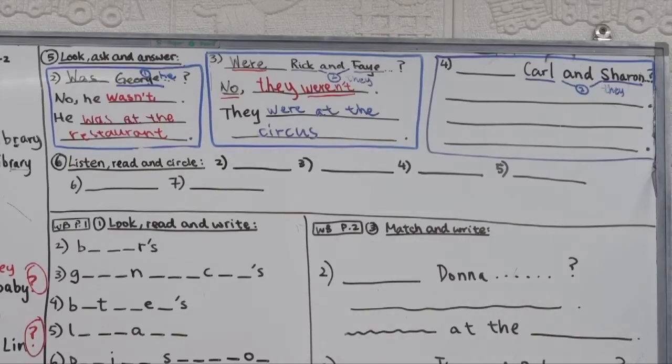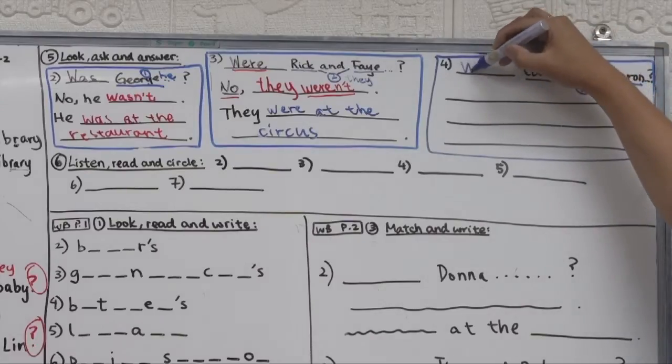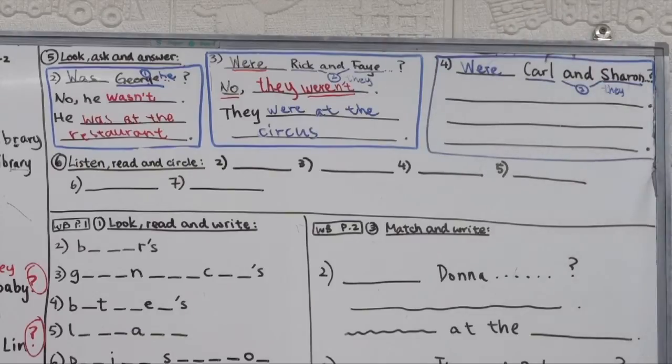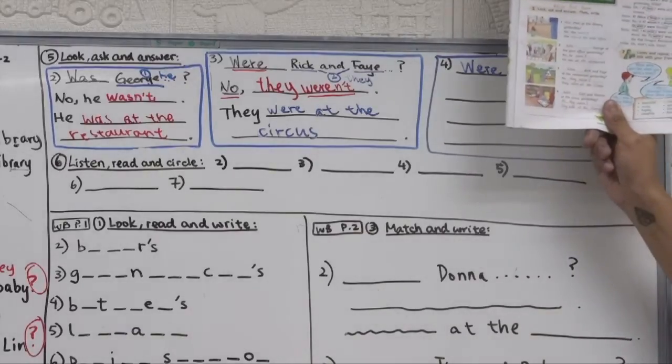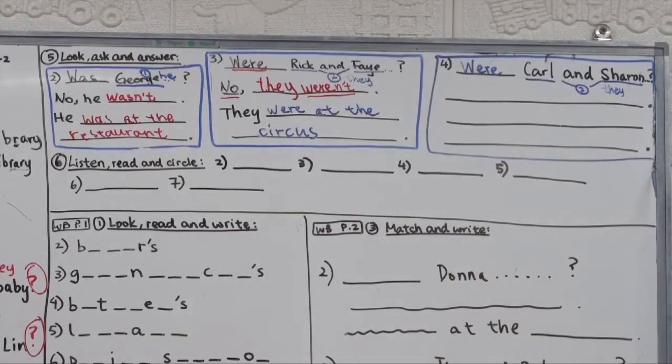Okay, so your time is up. So now let's check our answers together. So for question number 4, Carl and Sharon, again, it's they. So what should we write down for they? Very good, it should be were. So were they, or were Carl and Sharon? I keep saying Karen. Carl and Sharon, sorry. Were Carl and Sharon at the circus yesterday? And are they in the circus in the photo? No, so you write down no.